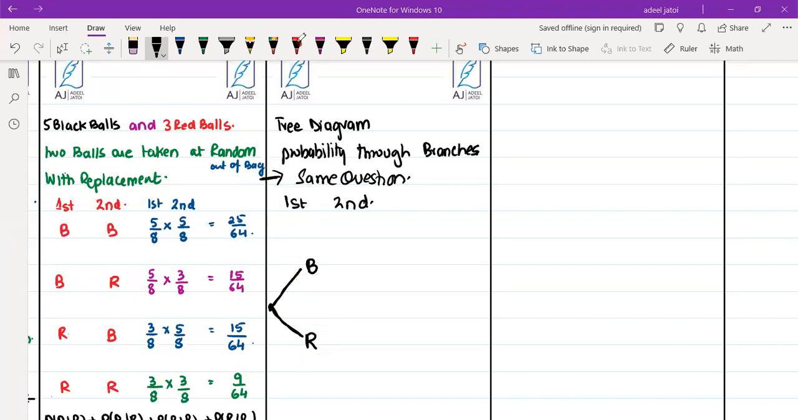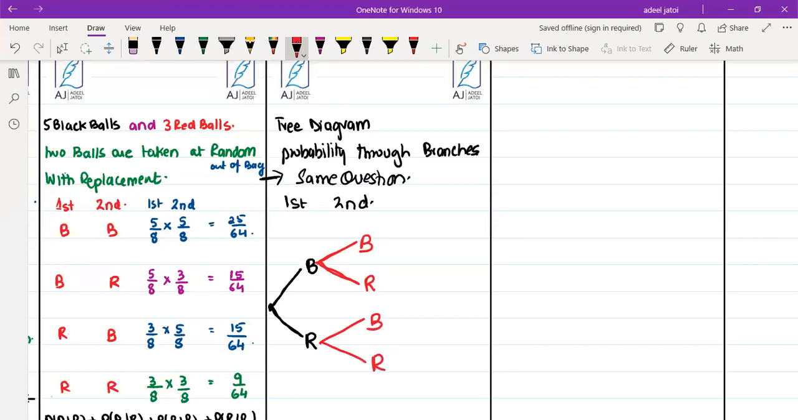Now, working on that, the second ball after black can be black or the second ball after black can be red. If the first ball is black, the second ball can be black or red. But if the first ball is not black, then the first ball will be red. That means after red, the second ball can be black or the second ball can be red.